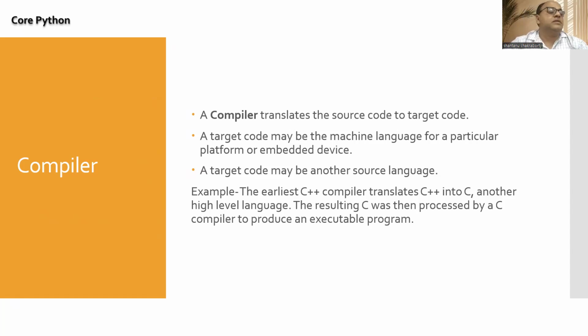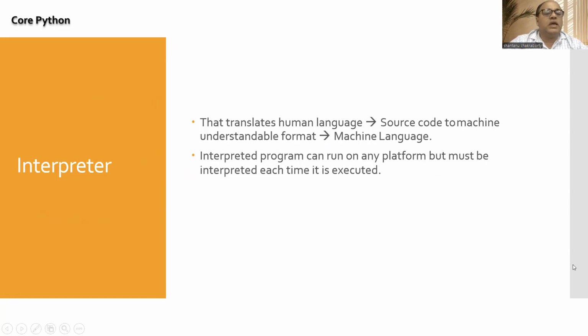Interpreter is another translator program. What the interpreter does is read line by line and convert the source code to an object code. The interpreter translates the human readable form, that is the source code, to machine understandable form. So that is what Python is using. Python is using an interpreter. It translates the source code to an object code.